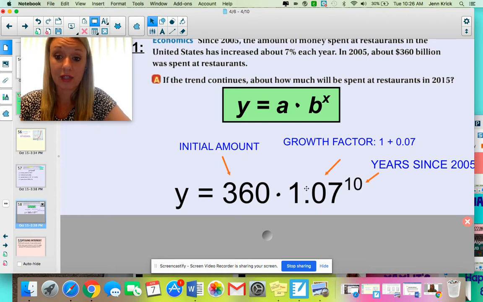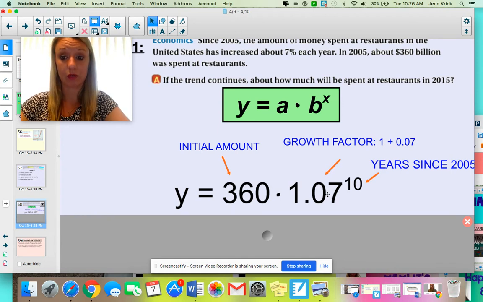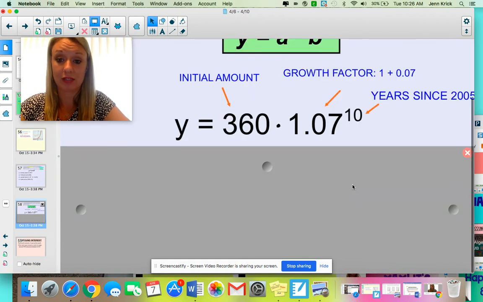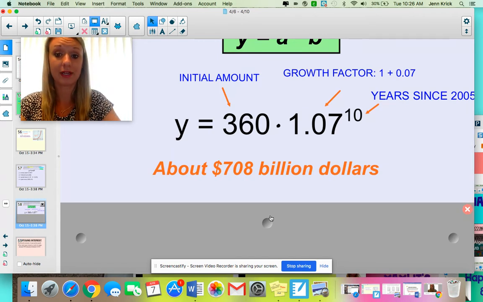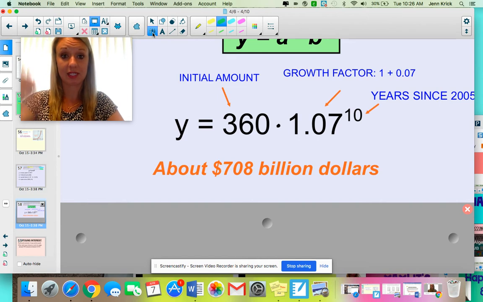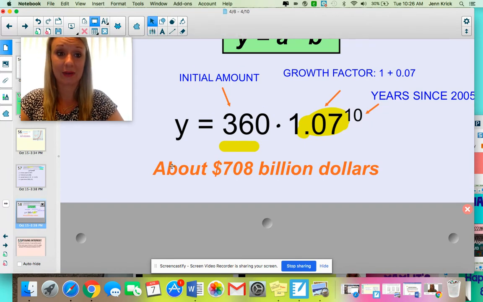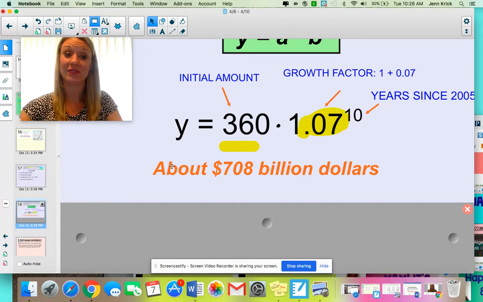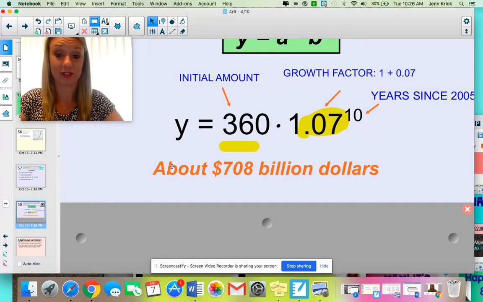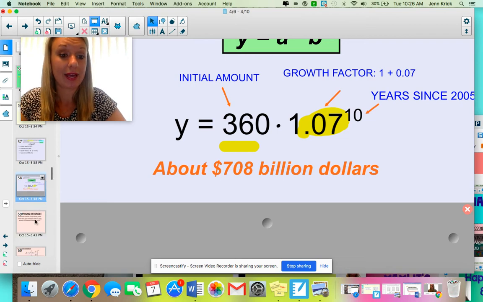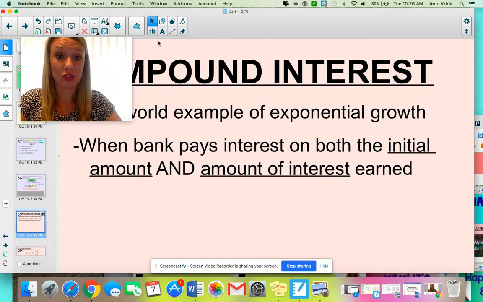Our growth factor, or our B value, is 1.07 because 1 plus that 7% growth, and then there have been 10 years since 2005. When you plug that in, make sure that number 1, you do your 1.07 to the 10th power first. Let's evaluate that exponent first, and then you can multiply by 360. And you get about $708 billion. So that was in 2015. Can you imagine in 2020 how much that is now? Sheesh.